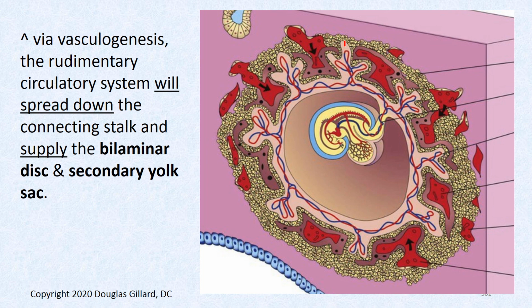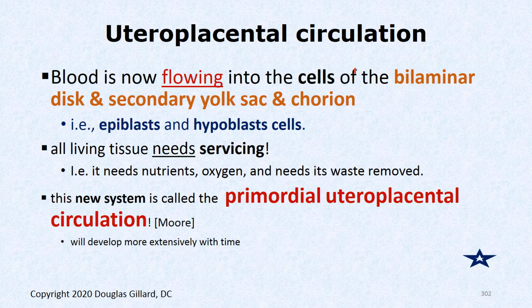So here's our primary villi. Our microcirculation has extended down the connecting stalk, and it's actually supplying the embryonic disc, and it's all folding, so we're in week 4 now. This folding has occurred. So now we're way in the future. But it's extended around the yolk sac, the primary or secondary yolk sac, and yeah, so now we have a little circulatory system made. That circulatory system has collectively a name, and that's called the uteroplacental circulation. All right, so blood is flowing in cells around the bilaminar disc, everything I just said. And the new system is called the primordial uteroplacental circulation.